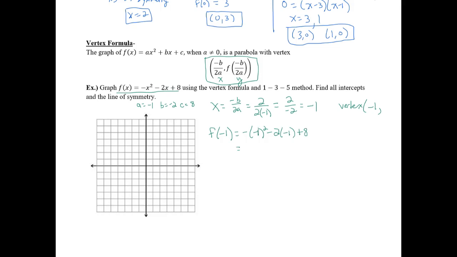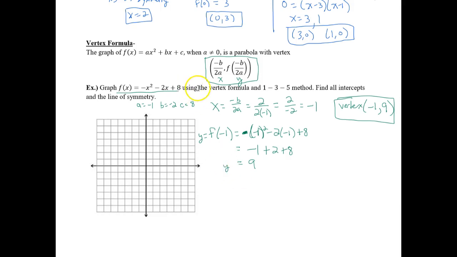So negative 1 times negative 1 is positive 1, but then we have this negative on the outside. So inside, when we square it, it becomes positive 1. Negative on the outside is negative 1. Negative 2 times negative 1 would be positive 2. And now we've got negative 1 plus 2 plus 8, which will be positive 9. So that's our vertex, negative 1, positive 9. So again, f of x is the same thing as y, so this is giving our y value here.